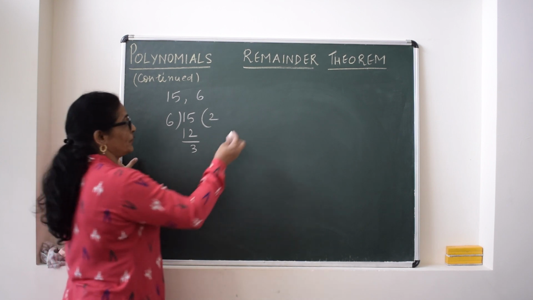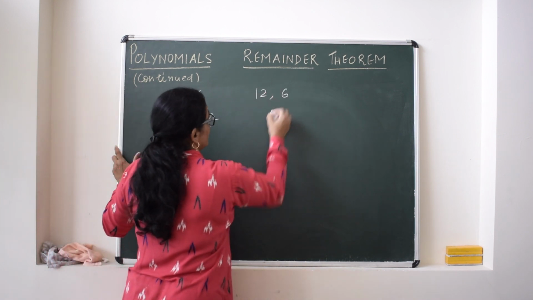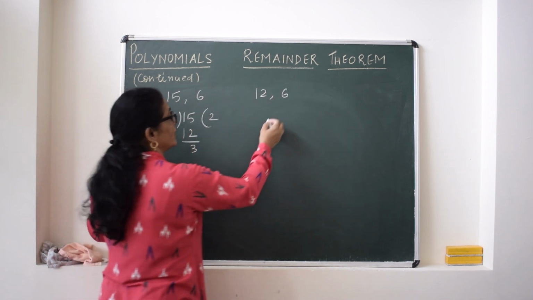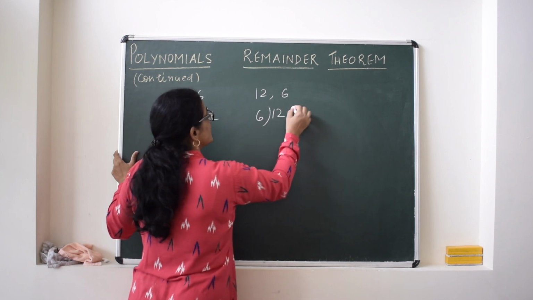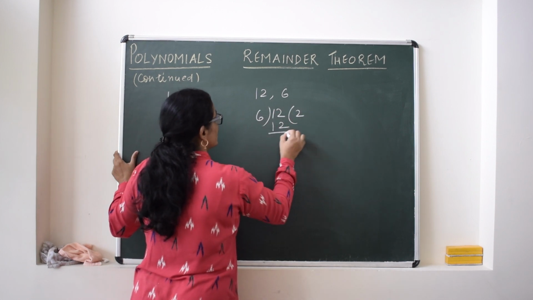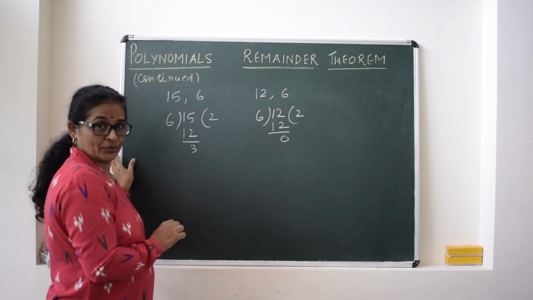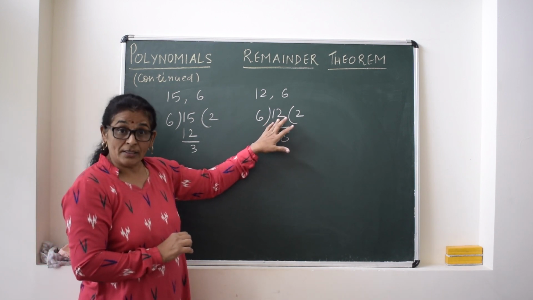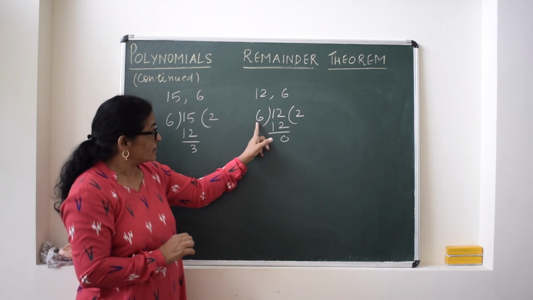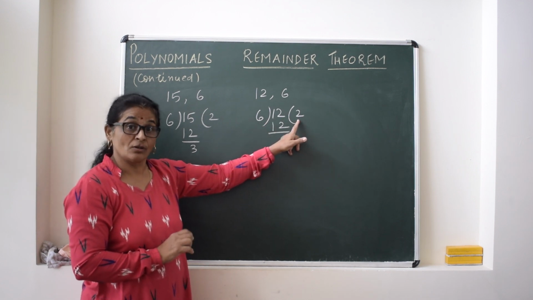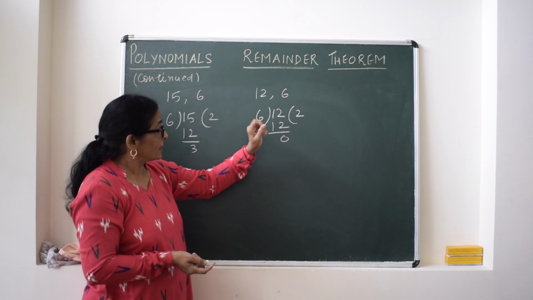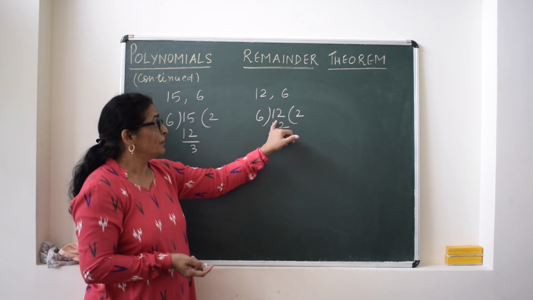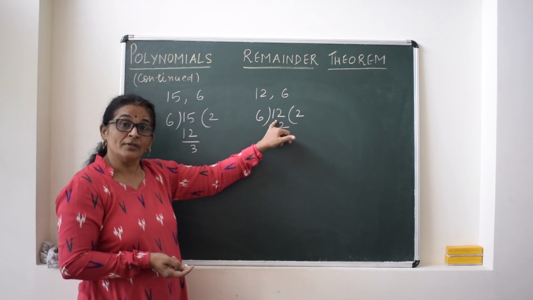Let's take another example, 12 and 6. These are two numbers. If we divide 12 by 6, then we will observe that the remainder is 0. It means that this dividend is a multiple of the divisor as well as the quotient. Or in other words, 6 and 2 both are factors of this dividend.